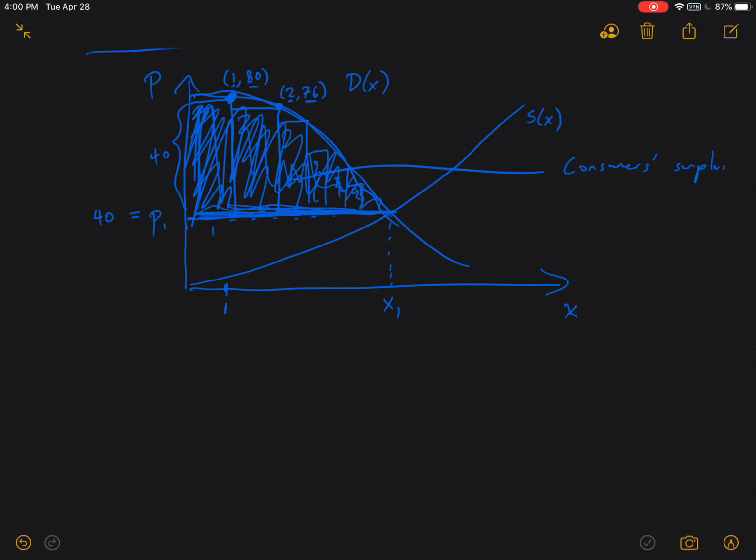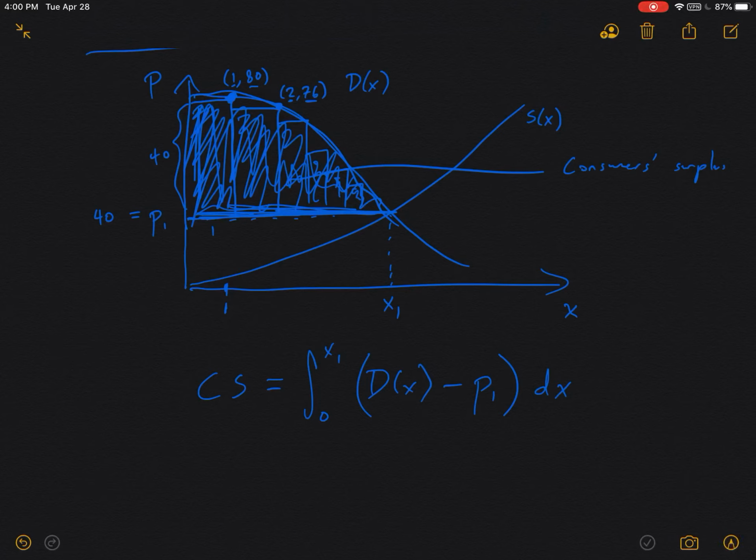Now, you're not responsible for that derivation. I just want to explain to you where this formula is coming from. The consumer's surplus can be written like this. It's the integral from 0 to x1 of that demand curve minus the equilibrium price.